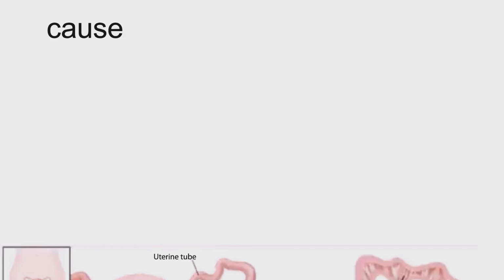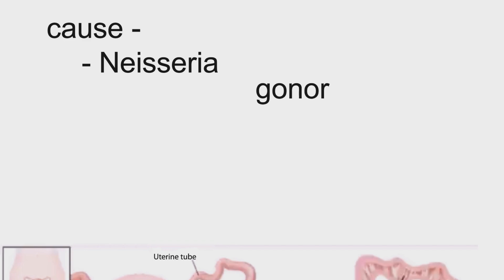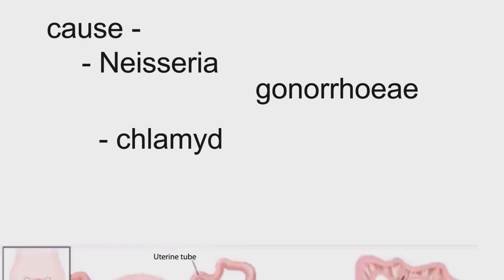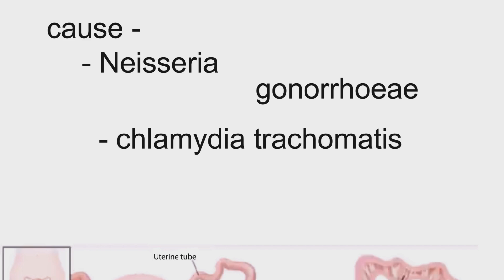What is the cause? What is the organism? Well, there's quite a few, but the two most common are Neisseria gonorrhoeae, and the other one is Chlamydia trachomatis. And these two are by far the two most common. There are other organisms that can be involved, but these are by far the two most common.